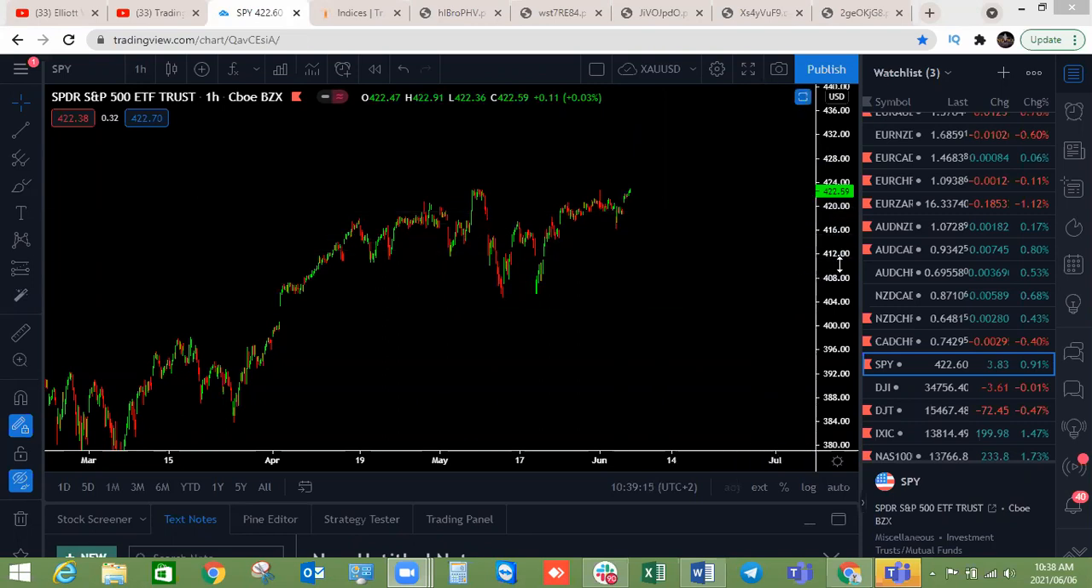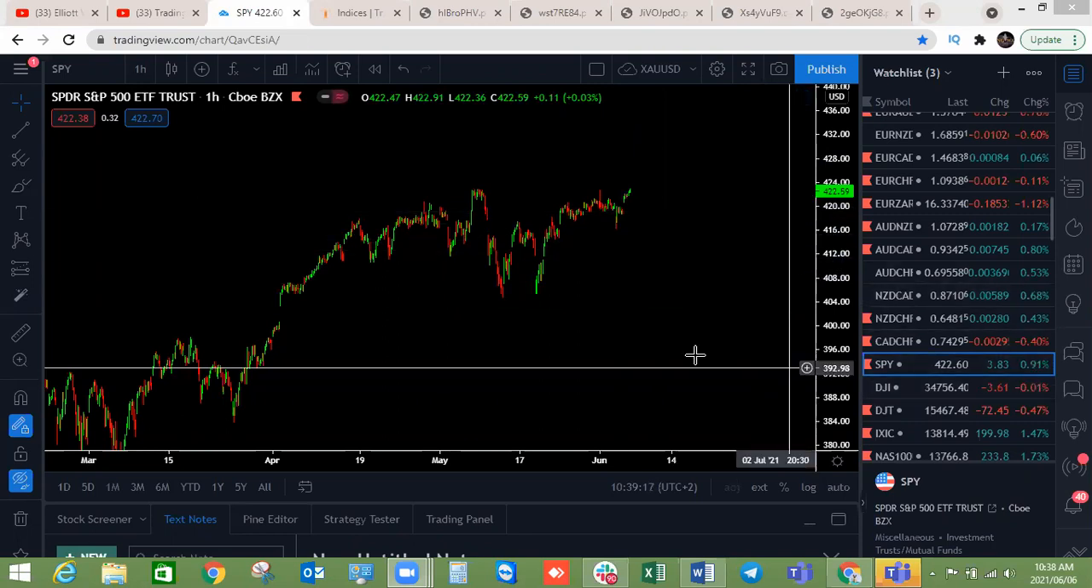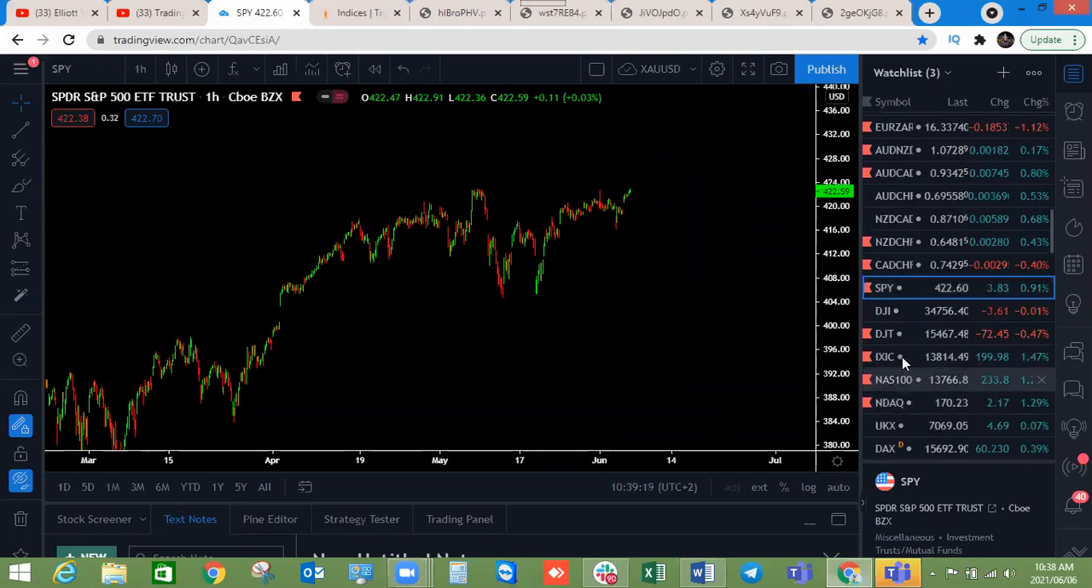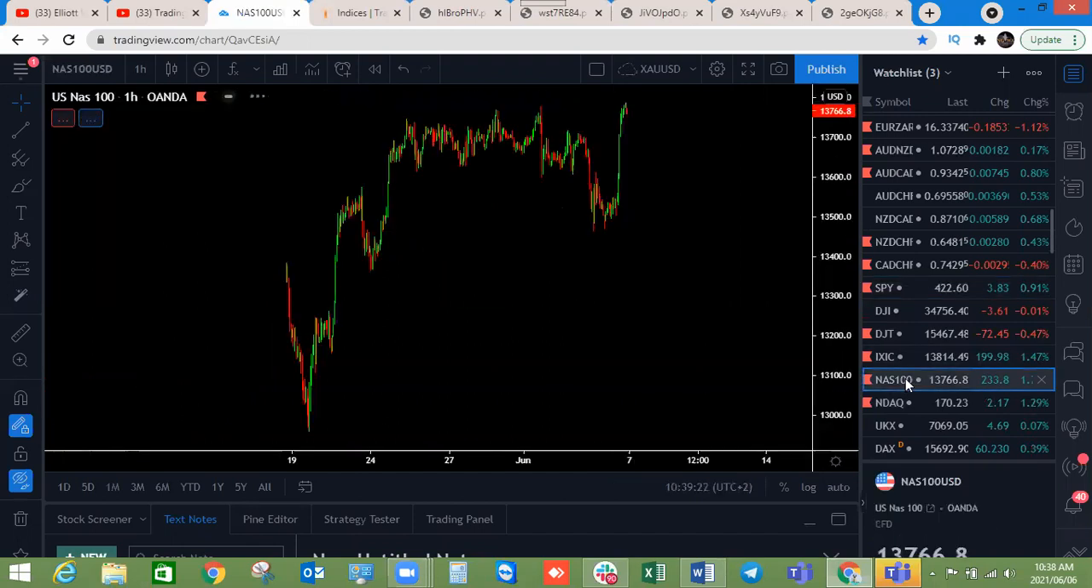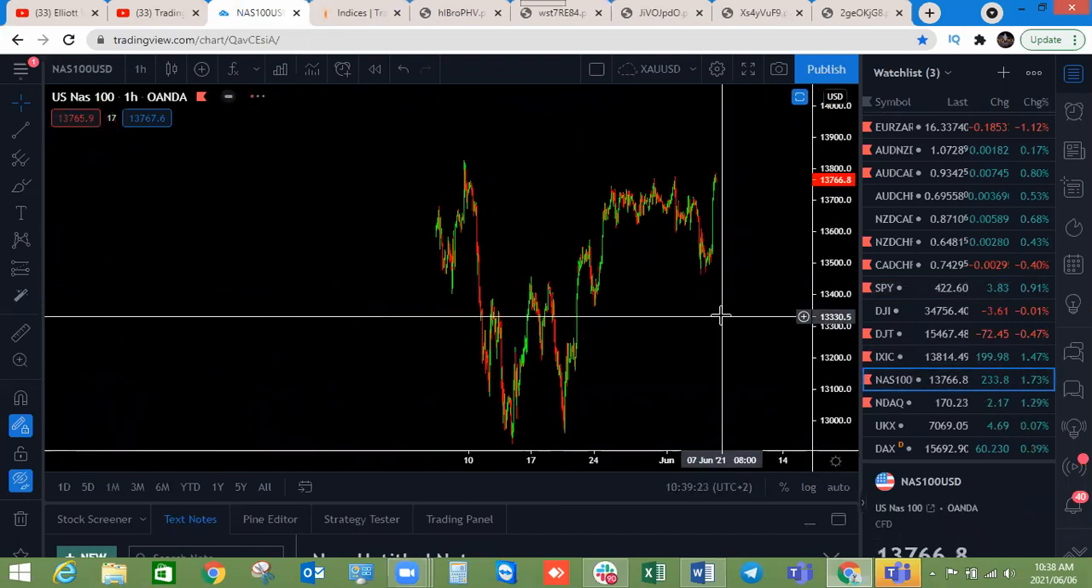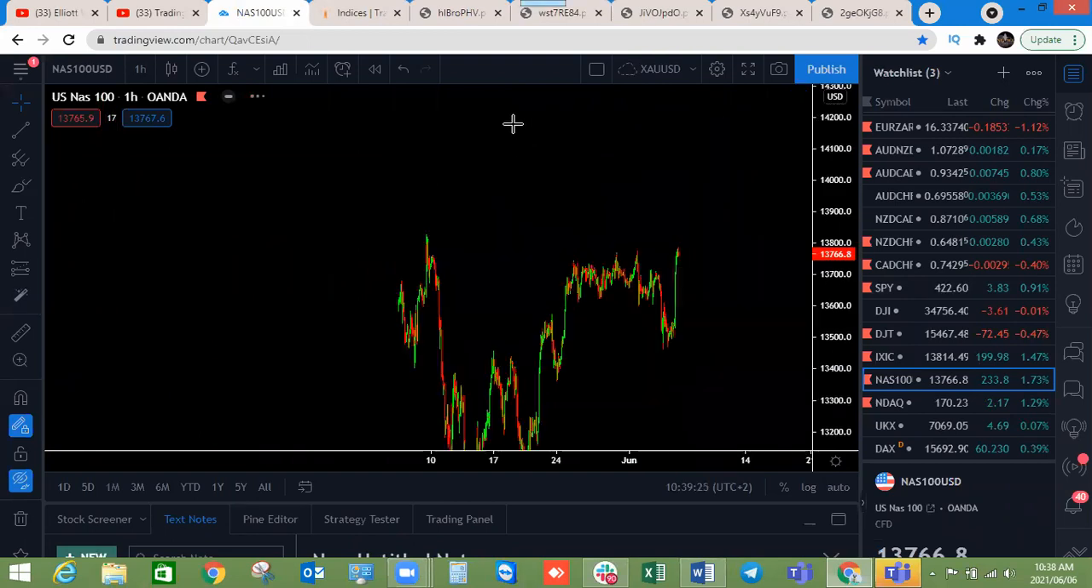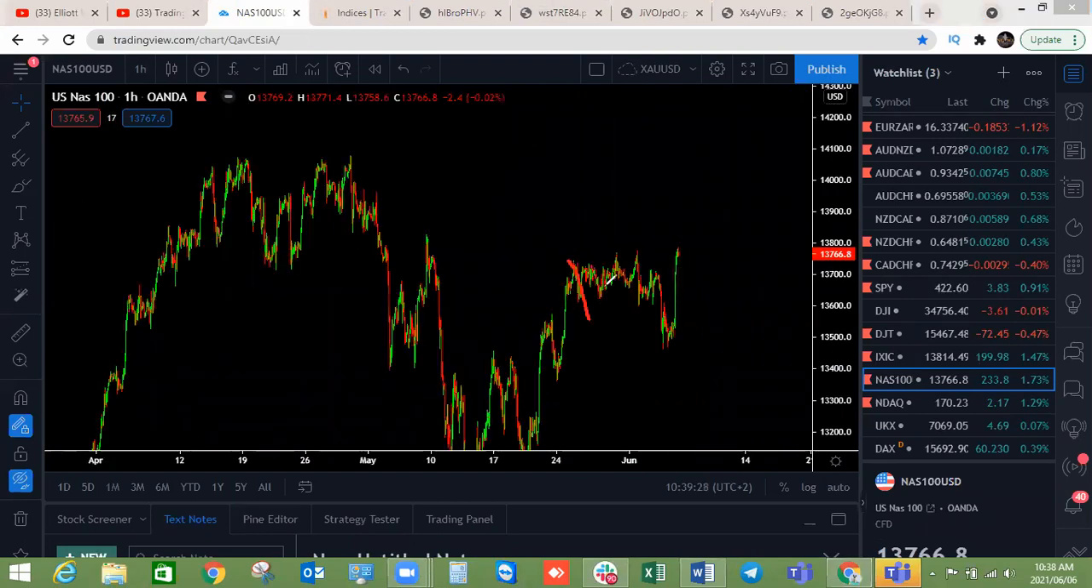Right, so this is the S&P 500. Let's look at the rest here. I'm going to go straight to the NASDAQ. So the NASDAQ here has made an expanding flat as follows. Looks like we're going to have continuation to the upside to go and retest this level here. Remember what we're looking for here on the NASDAQ.